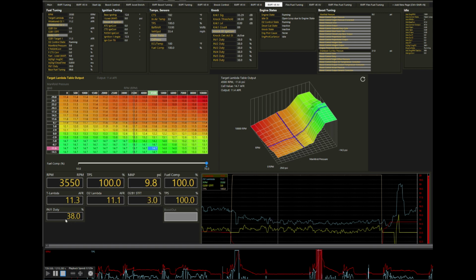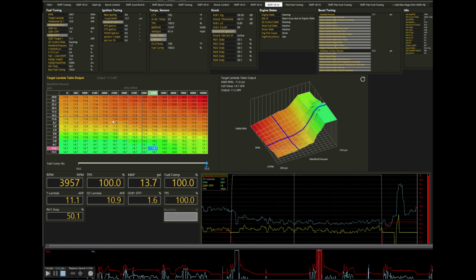This is the key one to watch here. Our injector duty cycle is the only thing that kind of stood out to me in this data log that was a little bit interesting. Now, let's see what else we want to point out here. Right now, let's just freeze it real quick for a second. I see our target lambda is 11.1 and our O2 is 10.9. But if we're looking at the crosshairs here, we can see that this should really be at about 11.3. So I was wondering what was going on here.